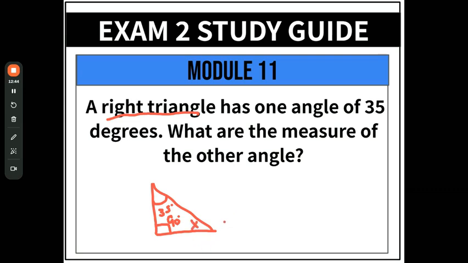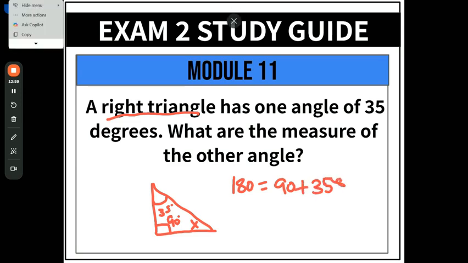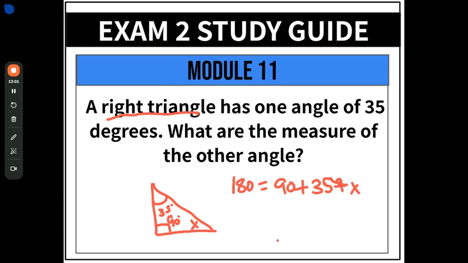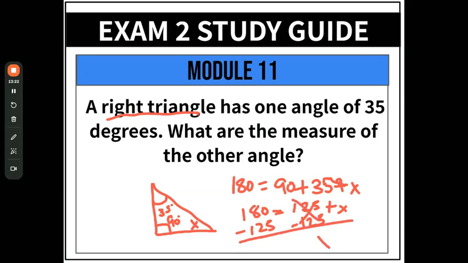Well, per the last question that we looked at, we know that all the angles in a triangle must add up to 180. So I know that one of them is 90, the other is 35, and I want to find the last one, plus x. 90 plus 35 gives me 125 plus x equals 180. When I subtract 125 from both sides, I get x equals 55 degrees.